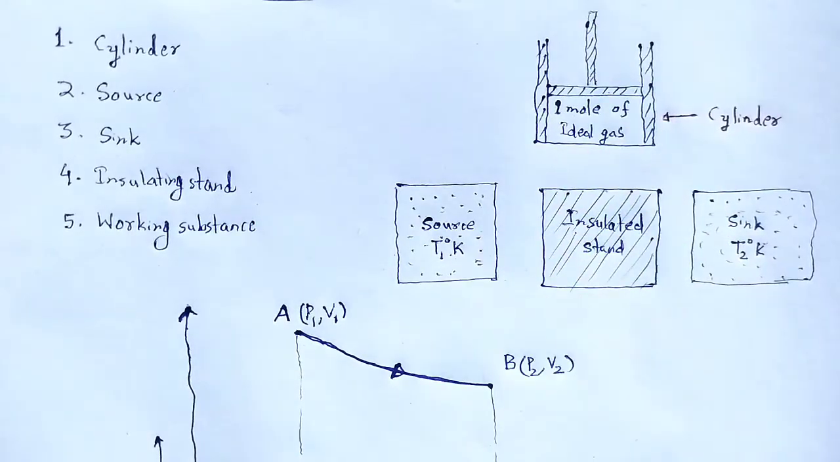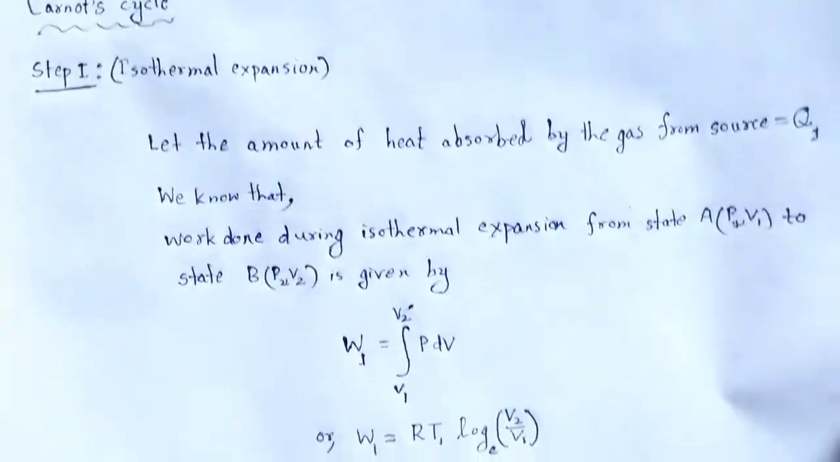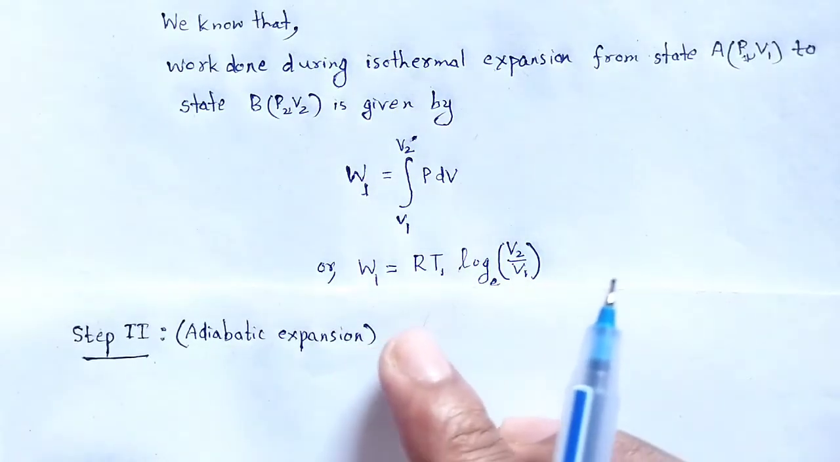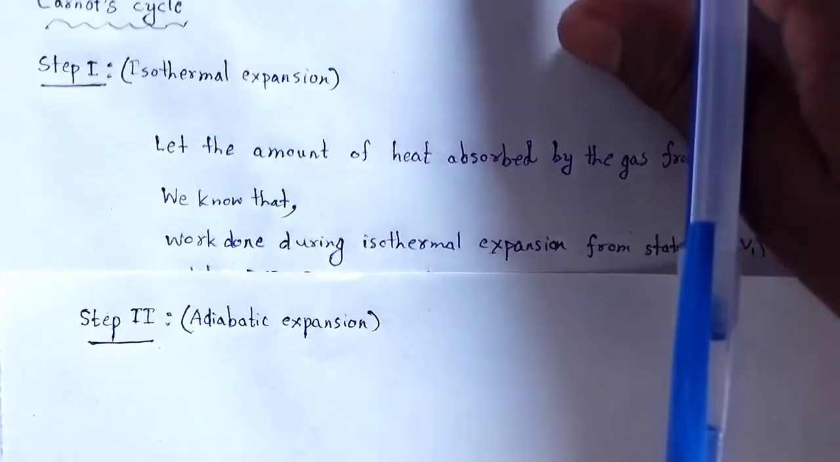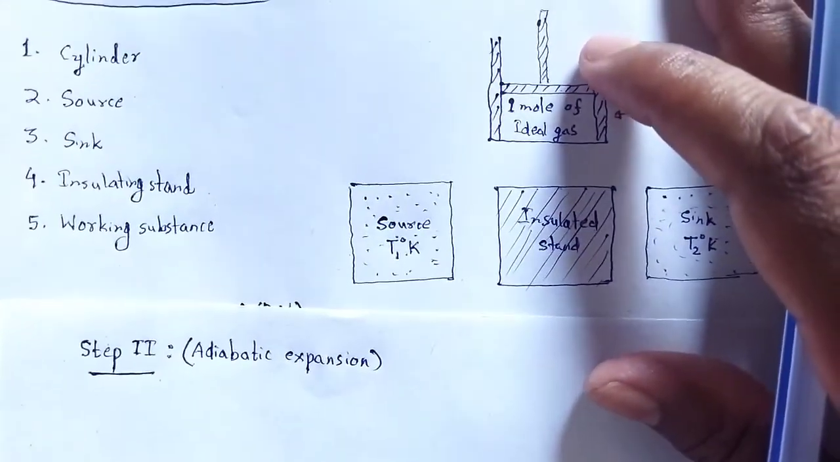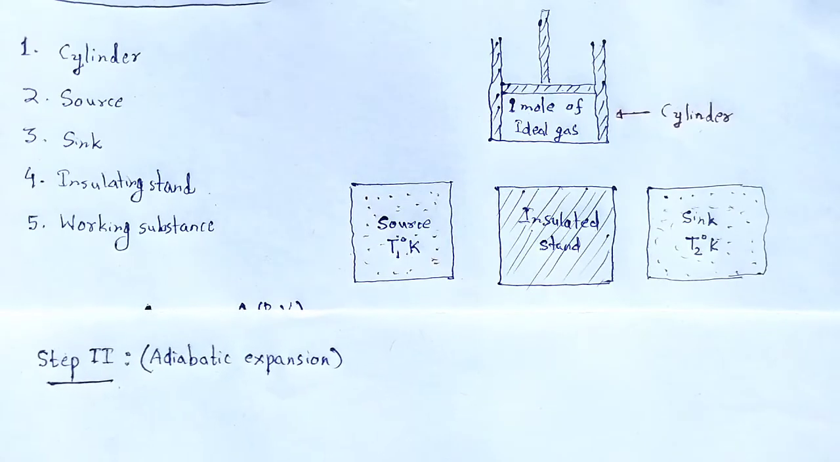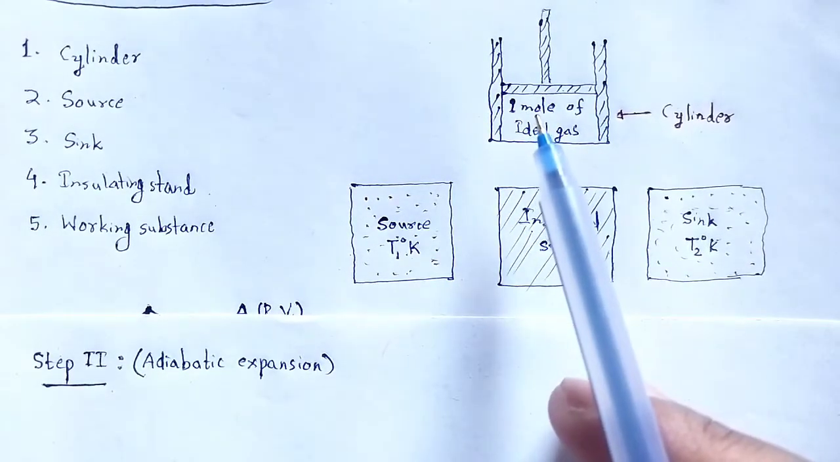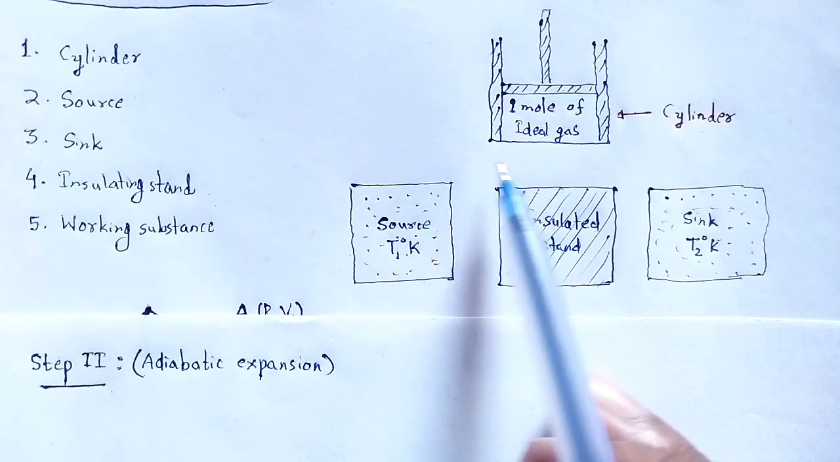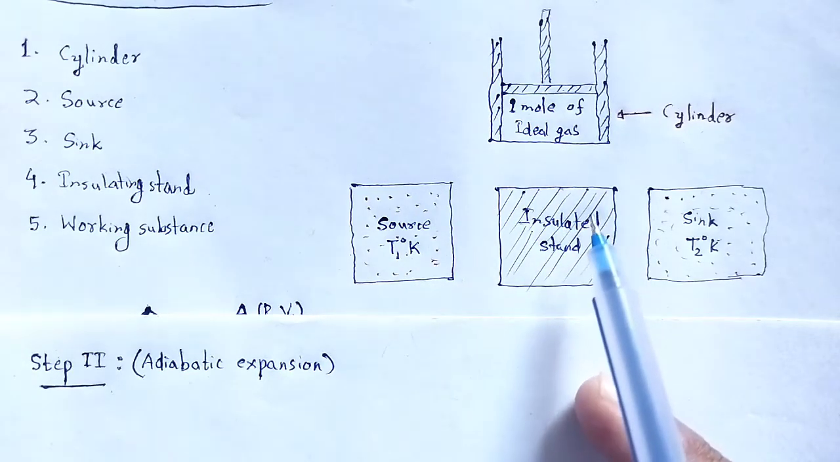Now first we just place the cylinder on the source. Again, what happened in step 2? Step 2 is known as adiabatic expansion. How does adiabatic expansion take place? Look here, what we take: now remove the cylinder from the source and place it on the insulating stand.